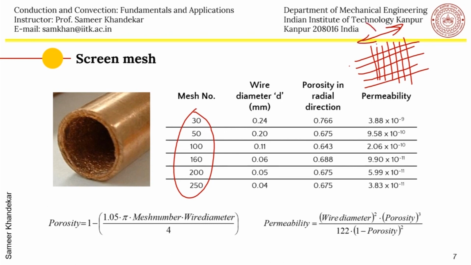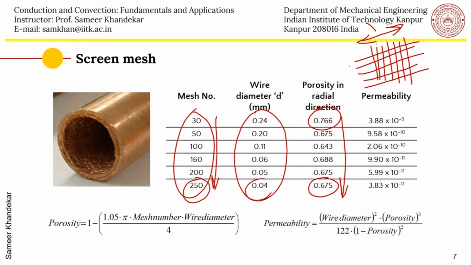So the porosity also comes down, as you can see, from about 75% to of the order of 65% as we go meshing it to smaller and smaller distances. The wire diameter increases, and there are 250 wires of 0.04 millimeter in 1 inch, which denotes the mesh number. And then, as you are aware, the porosity is related to permeability.